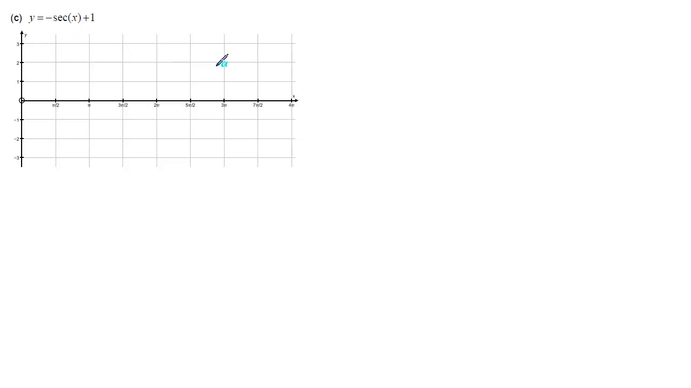Y equals negative sec x plus 1, so that's negative 1 over cos x plus 1. Cos of 0 is 1, so that's going to be negative 1 plus 1, which is 0. Cos of pi by 2 is 0, and because this is negative, we're going to go off to negative infinity down this asymptote. We're going to have asymptotes also at 3 pi by 2, at 5 pi by 2, and at 7 pi by 2, all the places where cos is 0.